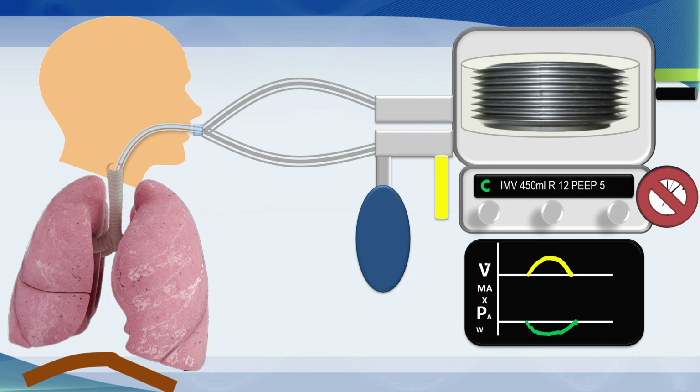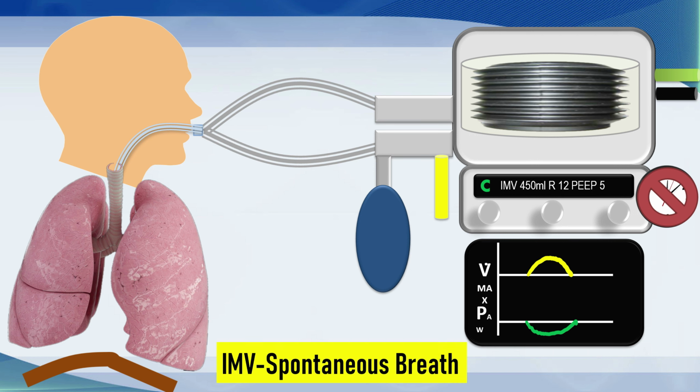And as you can see, when you look at the waveform here, it's a sinusoidal flow pattern and it's a sinusoidal pressure pattern on the display, and the bag empties during inspiration. And then when the breath is completed, because the flow is continuous through the circuit, the bag will refill. So this is what happens in IMV when there is a spontaneous breath.